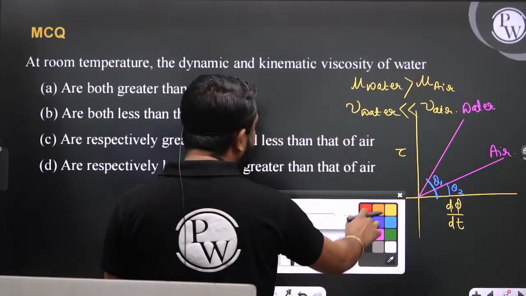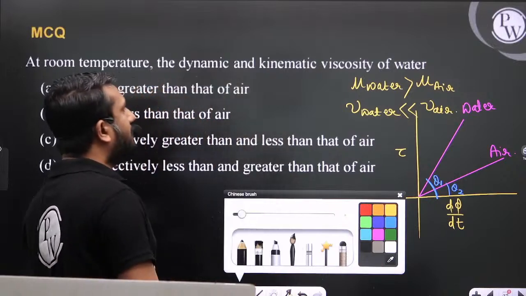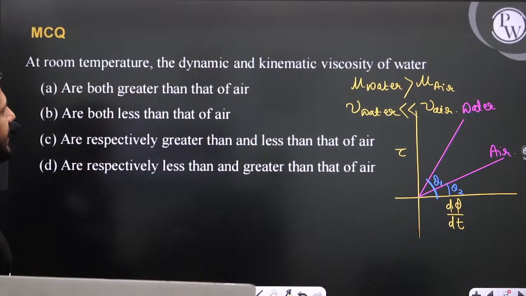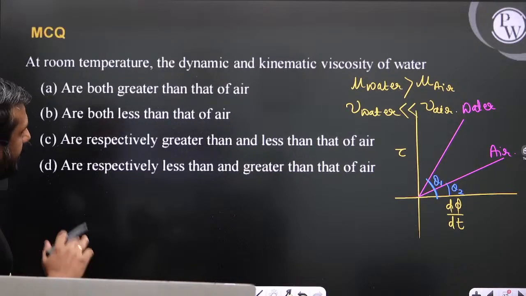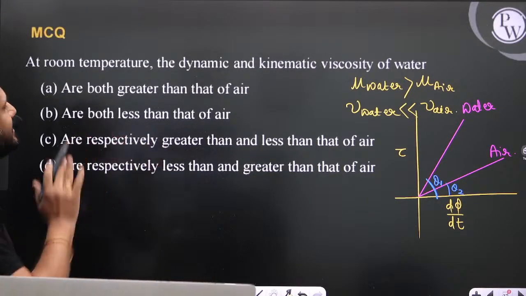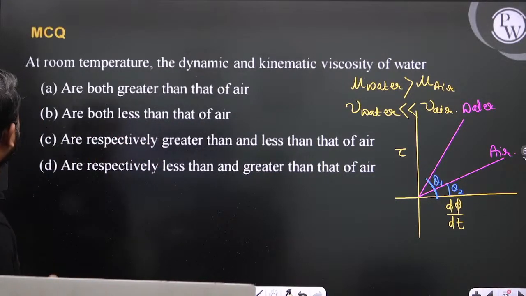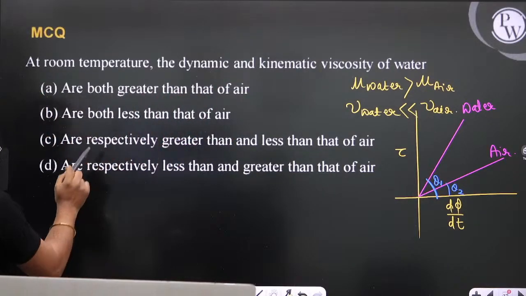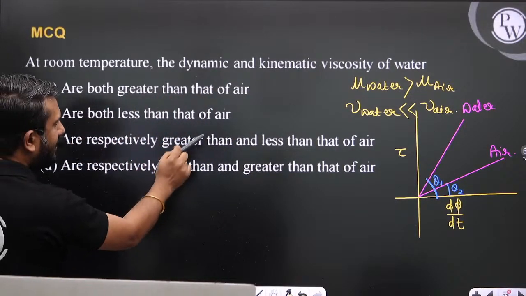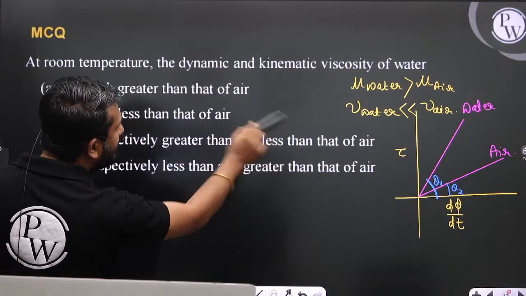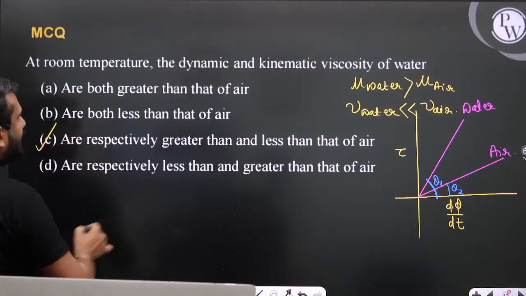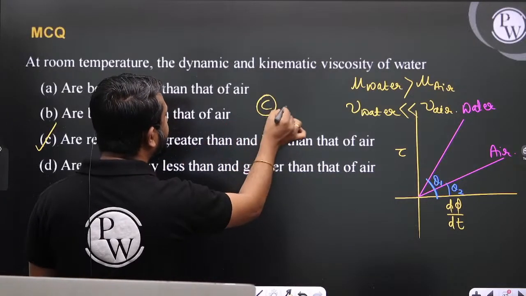So what is the correct one? The kinematic viscosity of water is more as compared to the kinematic viscosity of air. That's fine. But kinematic viscosity of water is less than the kinematic viscosity of the air. So at room temperature, dynamic and kinematic viscosity of water are respectively greater than and less than that of the air. So what is the correct answer? The correct answer is C.